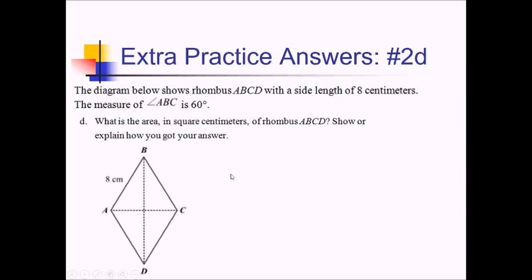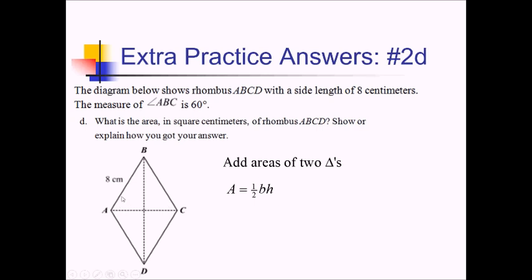For this last part of the problem, they want the area of the whole rhombus. The way I'm going to do this is I'm going to figure out the areas of 2 triangles that make up the rhombus and add those 2 triangle areas together. So each of these triangles has an area of 1/2 base times height. I just need to find the base and the height for each of them. So the 2 triangles I'm going to use are this left big triangle here, ADB, and this right big triangle, BDC.